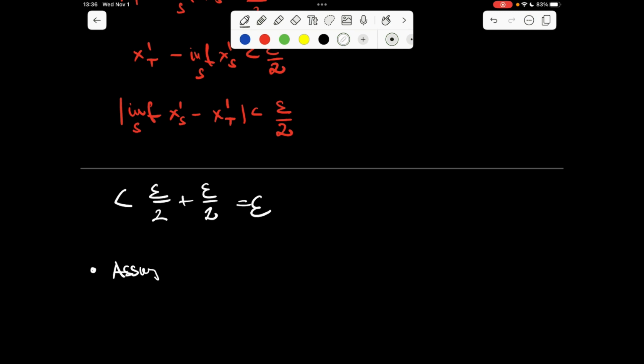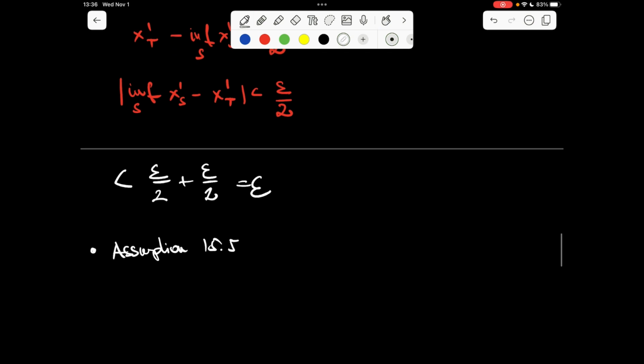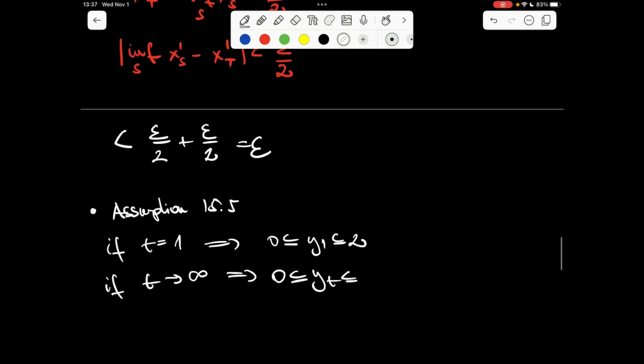So finally, let's have a look at assumption 15.5, sorry. We need to show that the set y has an interior point. Note, please, that set y is a sequence of intervals which are shorter and shorter. If t is 1, then it is supposed to lie between 0 and 2. If t goes to infinity, then y is supposed to lie between 0 and 1. So once again, set y is a sequence of closed intervals which are shorter and shorter.